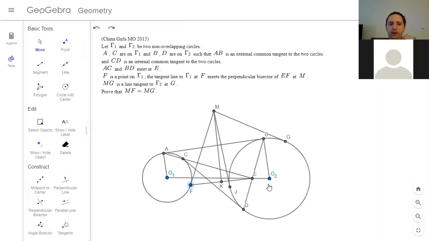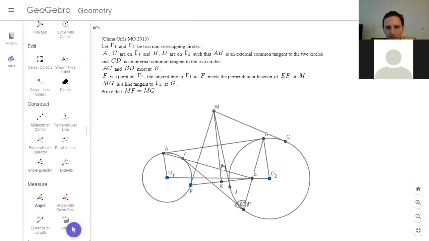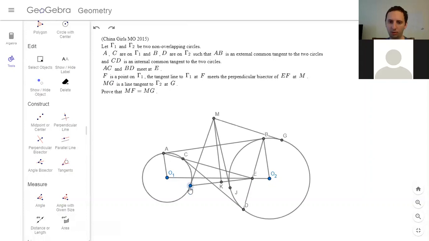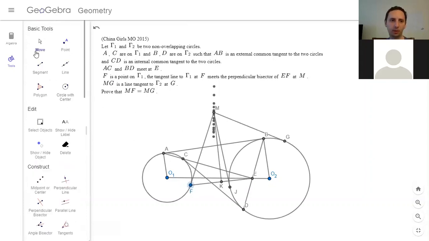So yeah, maybe we could try to show AC cuts O1O2 in the same ratio that BD cuts it. I don't know if, let me check something. Yeah. But yeah, I don't see right away why E lies on O1O2. You think the whole problem is an angle chase, or just the fact that E lies on O1O2? Ah, okay. It still says show trace. So yeah, let me get rid of the trace. AB and O1O2, yes.